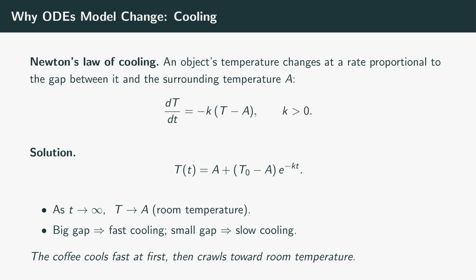That's why a cup of coffee plunges in temperature at first, and then seems to take forever to reach lukewarm. The same proportional rate idea, with a constant offset, captures it exactly.